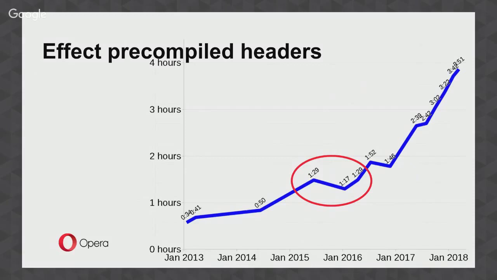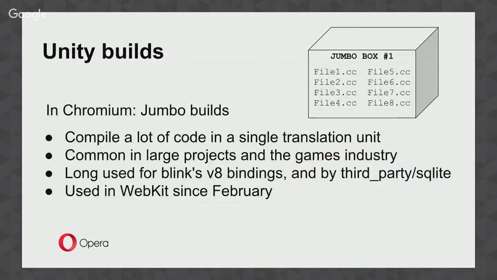So, if something doesn't work, you need a bigger hammer, right? And if precompiled headers don't work, the bigger hammer is a unity build. So, unity builds. For those of you who don't know what a unity build is, it's actually not complicated. You combine a lot of CC files or CPP files in a single translation unit, and you send them all at once to the compiler, which means that you only include the header files once. You only pre-process the header files once. You only instantiate templates once. And you save a lot of time this way.